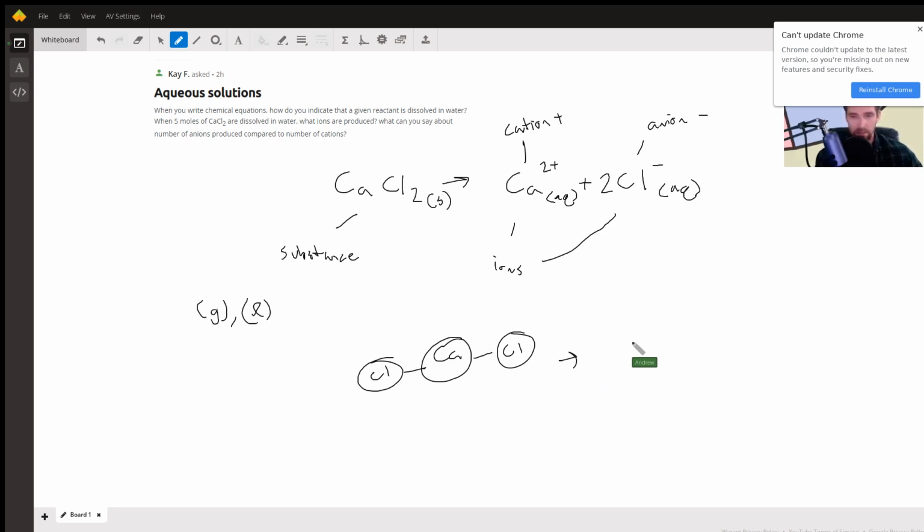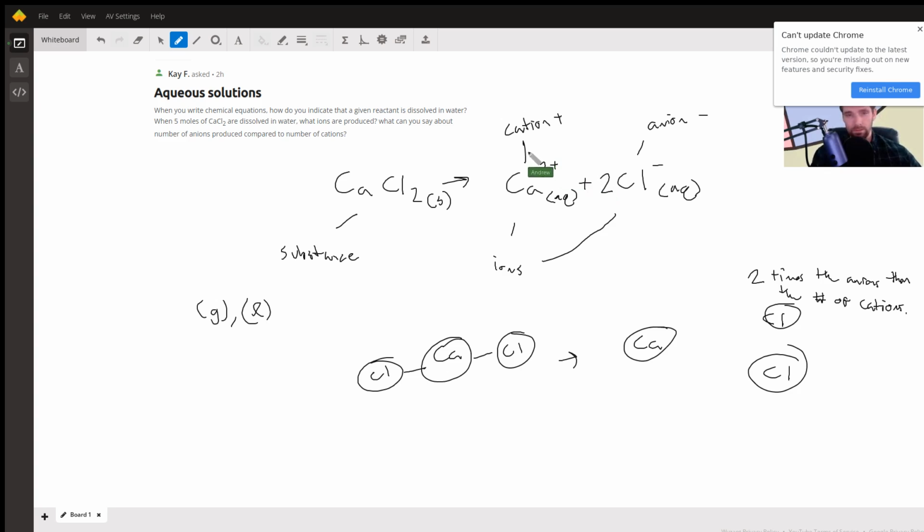And so if we're thinking about this, when it separates, you've got one of these for every two of these guys, right? And so we can say there's actually 2 times the anions than the number of cations. And you can also specify what those are in this.